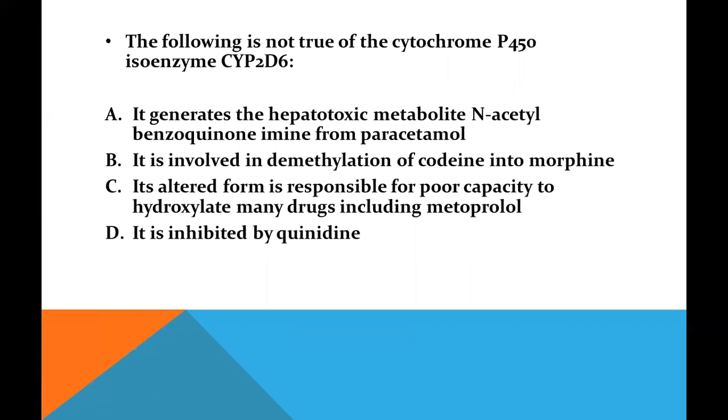Now, the next question is, the following is not true of the cytochrome P450 isoenzyme CYP2D6. So the options are: it generates the hepatotoxic metabolite N-acetyl benzoquinone imine from paracetamol. It is involved in demethylation of codeine into morphine. Its altered form is responsible for poor capacity to hydroxylate many drugs, including metoprolol, and it is inhibited by quinidine. So the correct answer is option A. It generates the hepatotoxic metabolite N-acetyl benzoquinone imine from paracetamol.